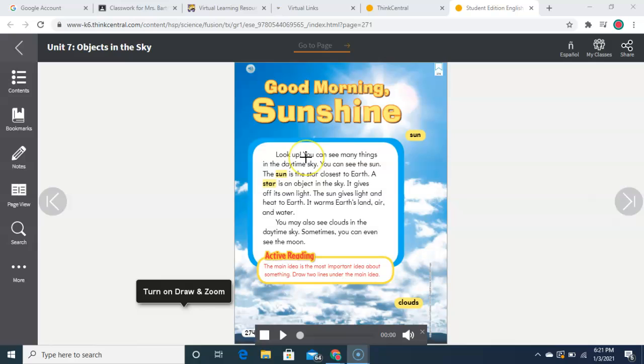Okay, so once we draw 2 lines under the main idea. The main idea is that you can see many things in the daytime sky. So I'm just going to underline there. You can see many things in the daytime sky. And once we do it 2 times, mine might be a little close together because my lines are thick. There we go. Just like that. So in the daytime sky, you can see the sun, stars, clouds, and sometimes you can even see the moon.